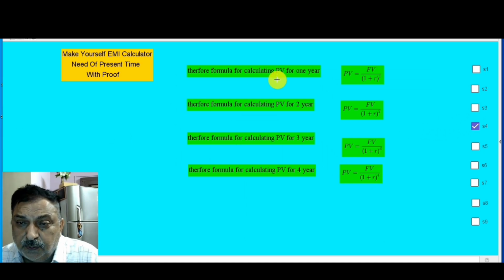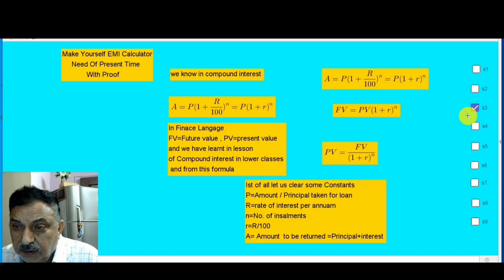Therefore, the formula for calculating present value for 1 year. Present value for 1 year will be this, for 2 years the value will be this, for 3 years the value will be this, for 4 years the value will be this. Why? See again. This is the formula for present value. We will learn it in small cases.